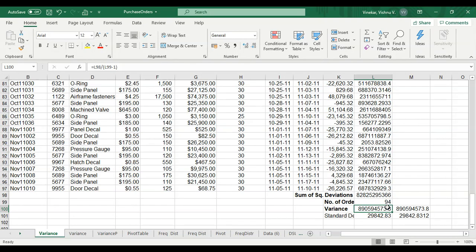If we actually had the whole population, all the thousands of orders, we wouldn't do the -1 in the denominator. We just divide by the number of orders. So if you had the 1,000, 2,000, 3,000 orders that this company has placed, we divide by that number. We won't need the -1.